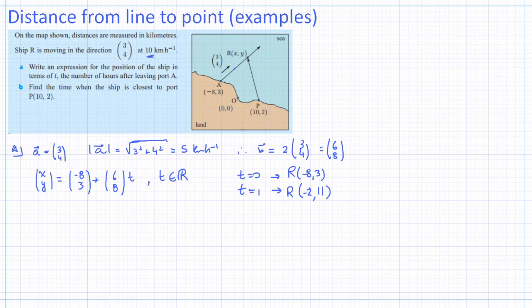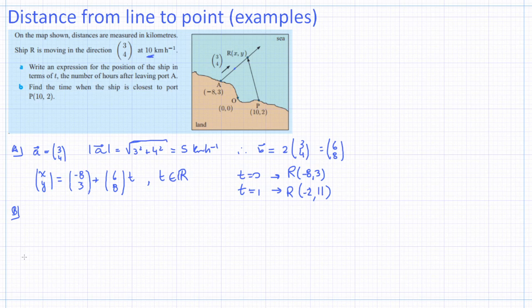Right? There you go. And we could keep doing this if we want to find the position at any time. Now, letter B, and well, there we go. So we've got an equation, our vector equation, to find the position of this ship at any point in time. Now find the time when the ship is closest to port P, which is at point (10, 2).